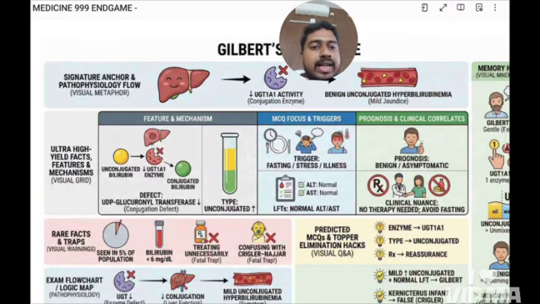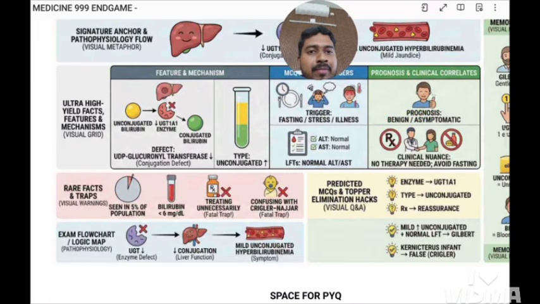Okay, that's why it is known as unconjugated hyperbilirubinemia only, nothing else. It is benign, it is asymptomatic, nothing is required. You should just avoid fasting because fasting induces hyperbilirubinemia, that is unconjugated. So it is seen normally in 5% of the population. Bilirubin is always less than 6.